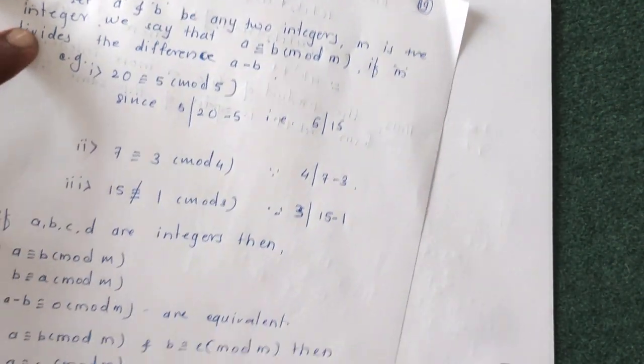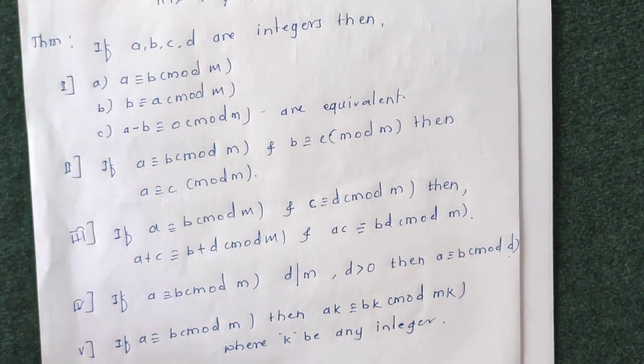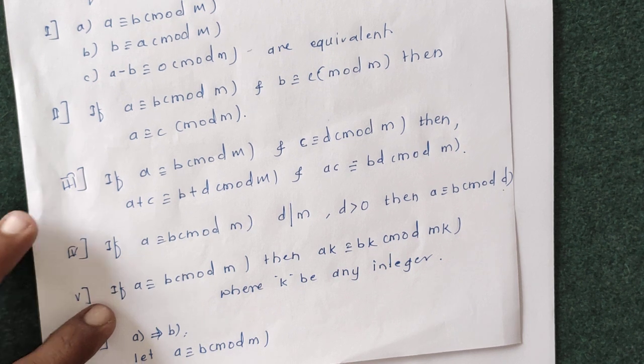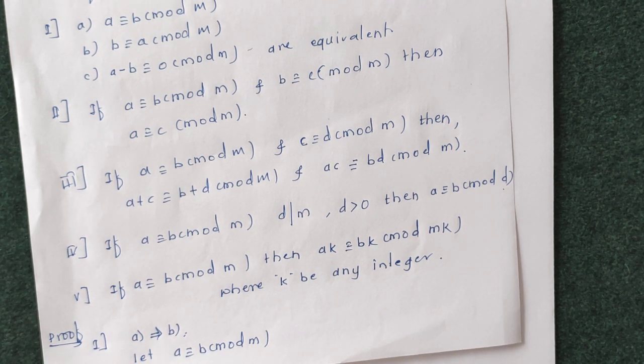In the previous lecture we have seen the 6 statements. In the previous lecture we have seen these 6 statements, from which we have already proved the first 2 statements. Now today we are going to prove the remaining 3 statements and some other examples.